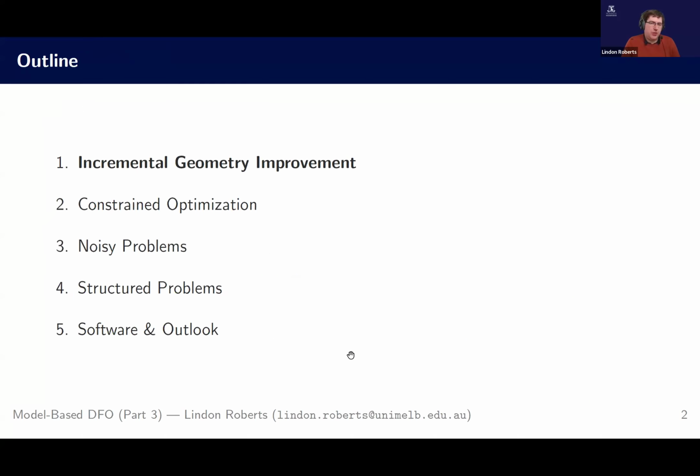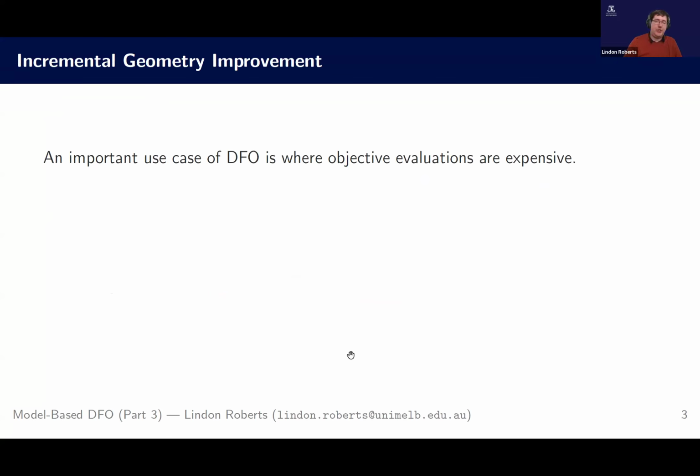Okay, so today I want to talk about being a bit more conservative with function evaluations through a geometry improvement process, and then a bit of a laundry list of extensions of these ideas. So looking at constraints, noise, problem structure, and then a little bit of summary of some practical software choices at the end. So let's talk about geometry improvement.